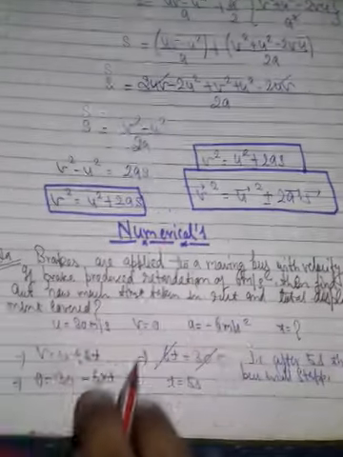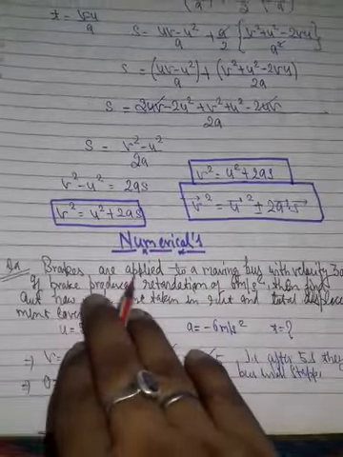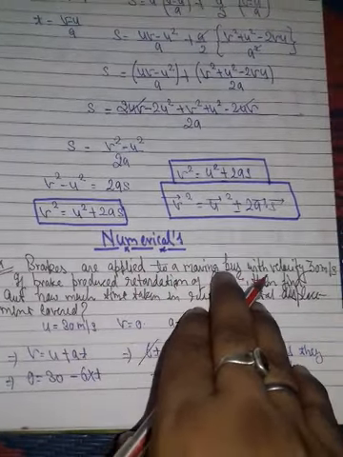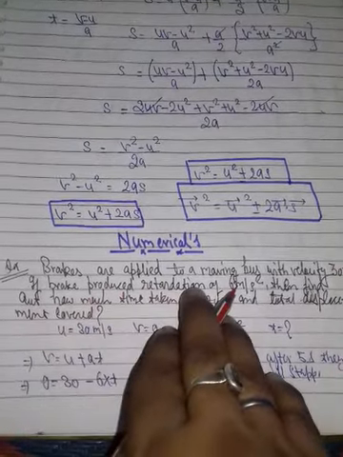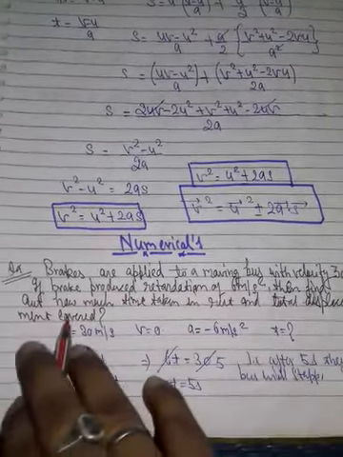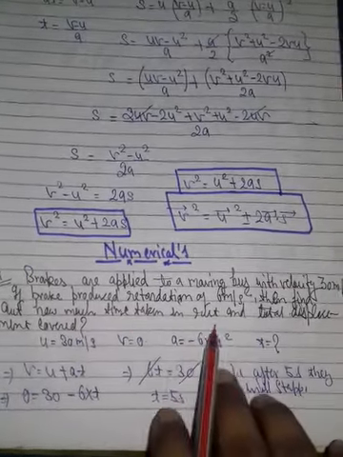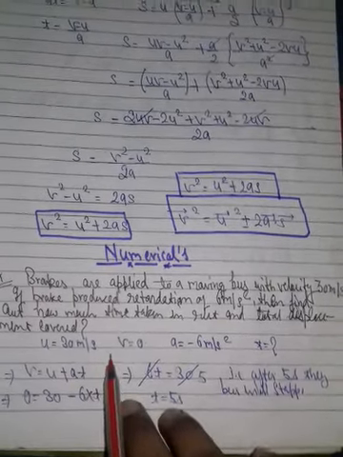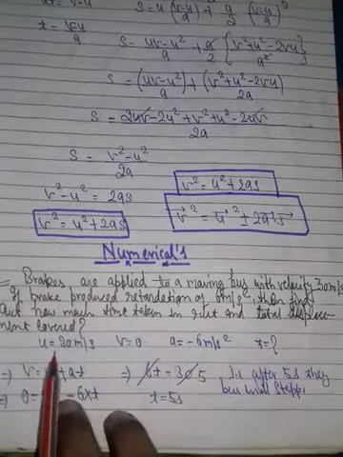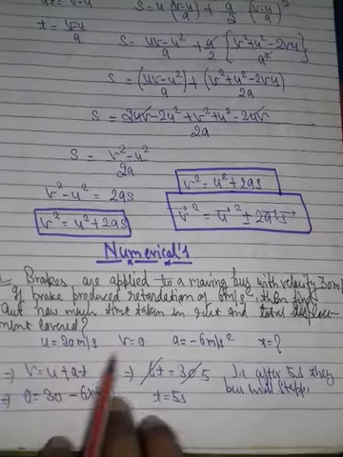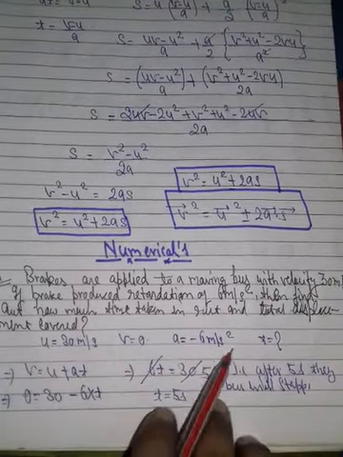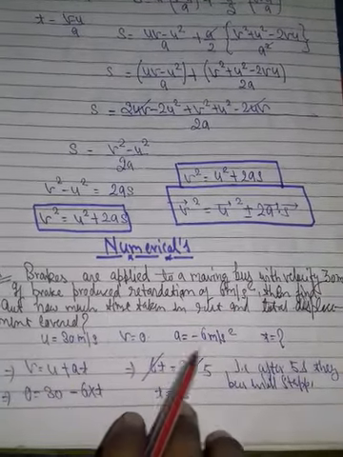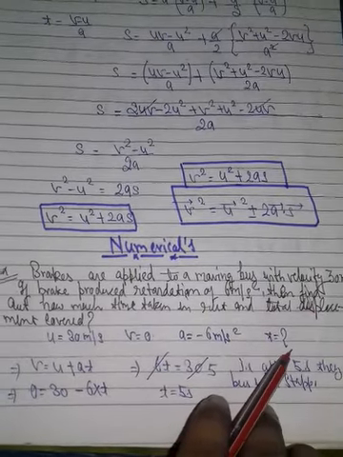Numerical problems we have to discuss. First, brakes are applied to a moving bus with a velocity of 30 meter per second. If the brakes produce a retardation of 6 meter per second square, then find out how much time is taken to come to rest and the total displacement covered. In this question, given that initial speed is 30 meter per second, final speed is 0, and retardation is taken as minus 6 meter per second square, because the brakes are applied and the brakes produce a retardation. We have to find the total displacement covered.